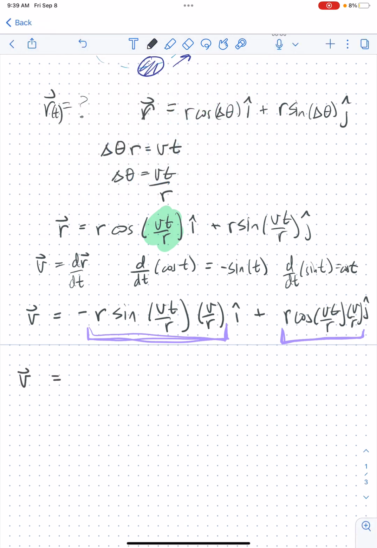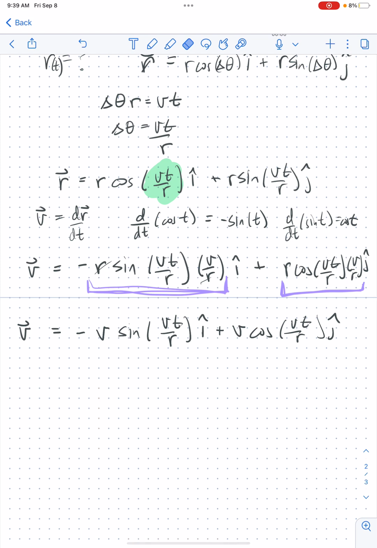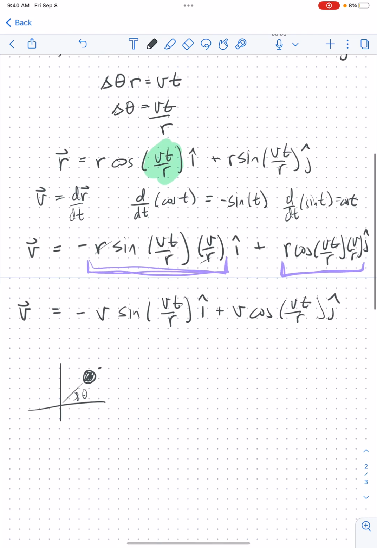So v then, these r's cancel, is negative v sine vt over r i hat plus v cos vt over r j hat. Now, let's think about the direction of this, or at least the signs, and see if they make sense. So at some moment here, I'm gonna draw a new coordinate system down here. We've got our object here. Its position vector points in this direction here, and its velocity vector at this point should point in this direction. So we've found here that the x component is negative. That makes sense. It's directed to the left in our picture here.